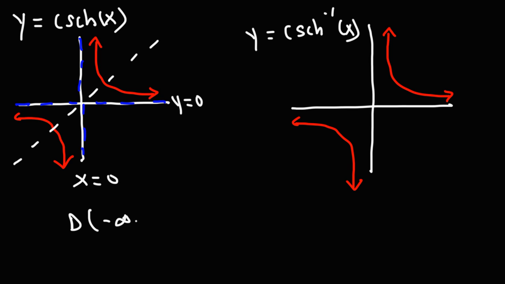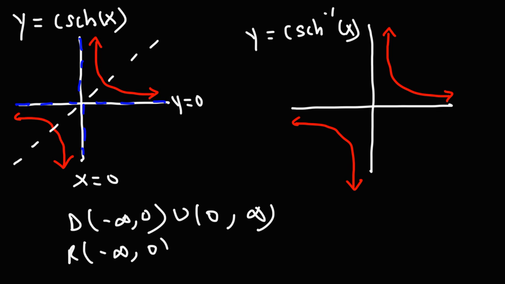They have the same domain, -infinity to 0, union 0 to infinity, and they have the same range, -infinity to 0, union 0 to infinity. Now let's talk about secant.